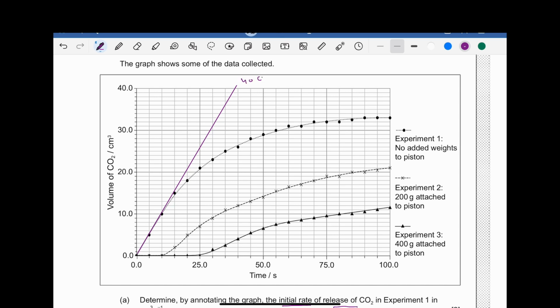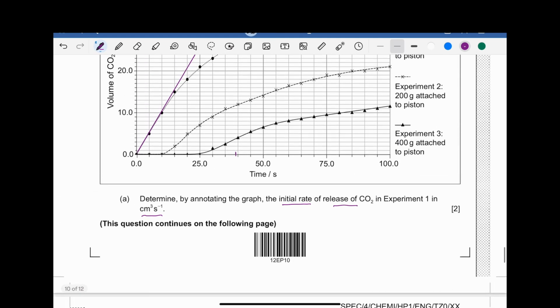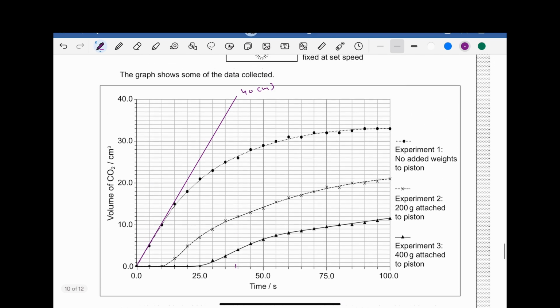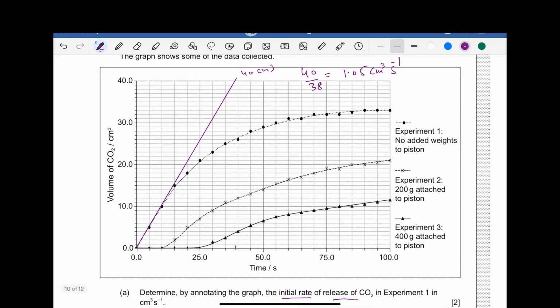So if the y-axis is 40 centimeter cube, and it looks to me here we have 38. So 40 divided by 38 will give me 1.05 centimeter cube per second. These types of questions always have a range, so if your answer comes within the range, you will get the marks. But there is 1 mark definitely for drawing the tangent and finding the slope.